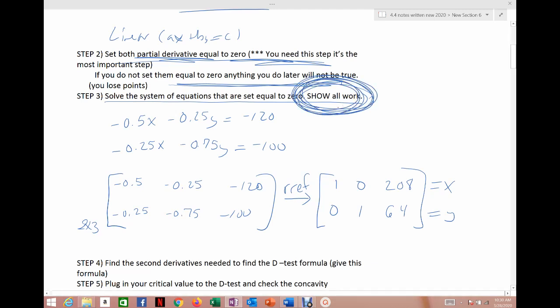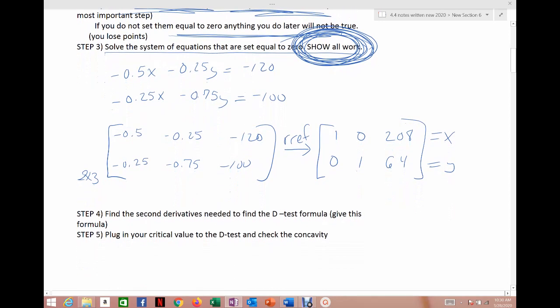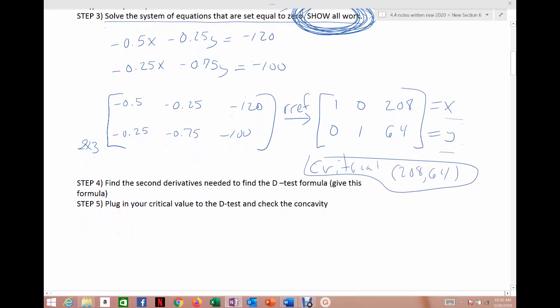Showing your work is going to be key. If you don't show this, you'll lose points. Now, our guess is that when x is 208, y is 64. So there's my critical point, 208, 64. And now I want to verify that this does give me what I'm looking for.